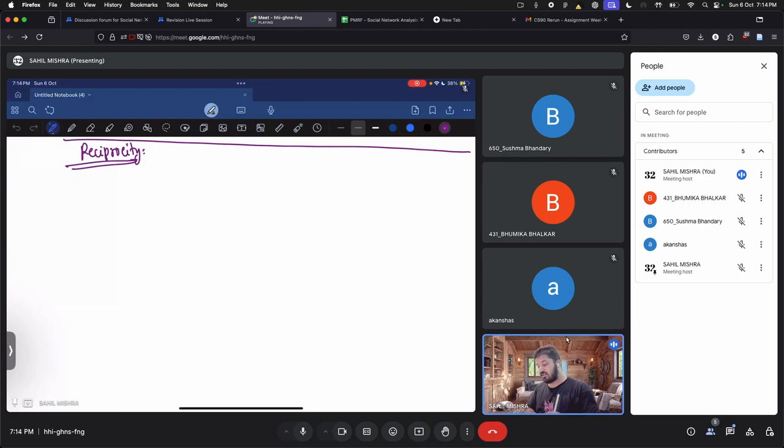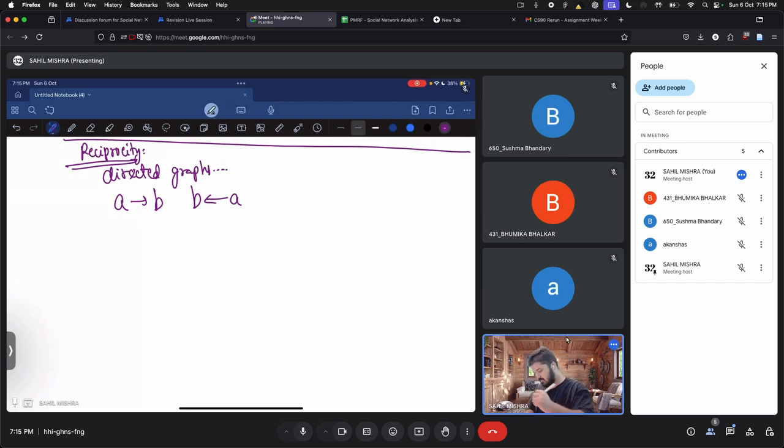Till now we have studied transitivity. Then there is reciprocity. Reciprocity is generally applicable in directed graphs. It doesn't make sense in an undirected graph; in a directed graph, reciprocity means that if there exists an edge from A to B, then there also exists an edge from B to A. Okay.